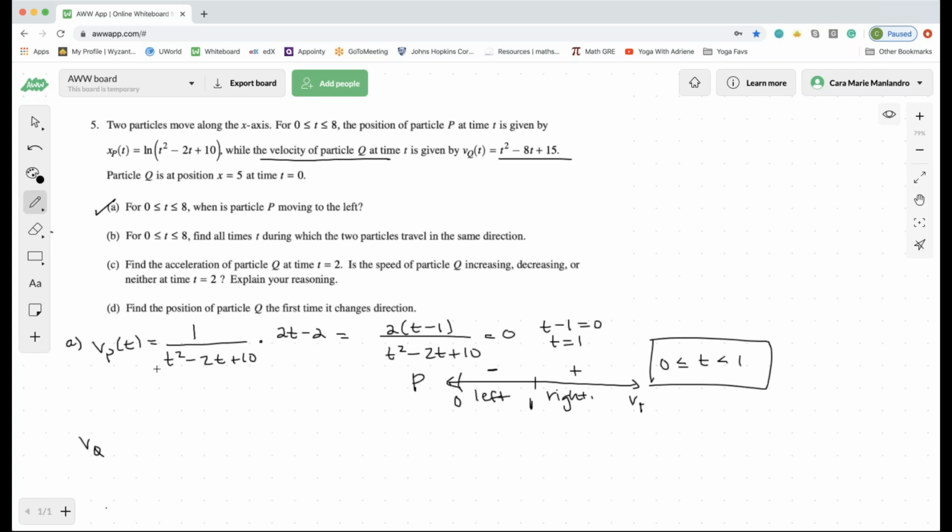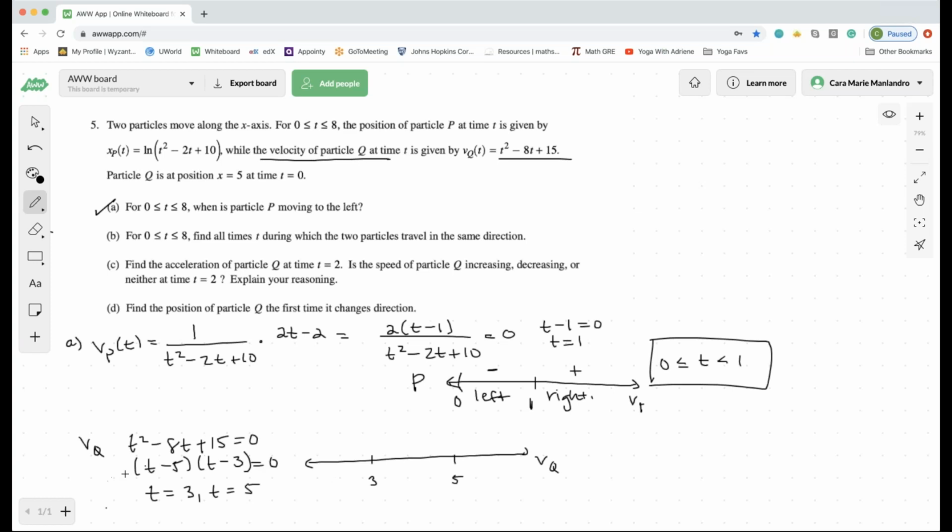Luckily they've given us the derivative already, so I can just set it equal to 0 and figure out what's going on. This is factorable: t minus 5, t minus 3. So when this is 0, t is equal to 3 and t is equal to 5, and then I'm just going to do a number line test on this to figure out where it's positive and negative.